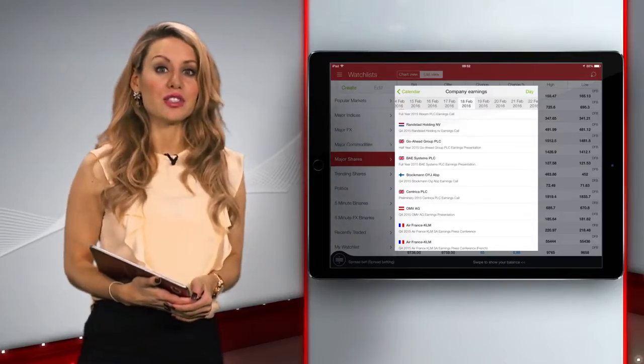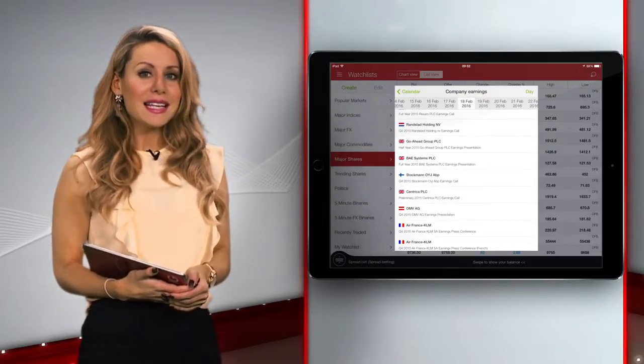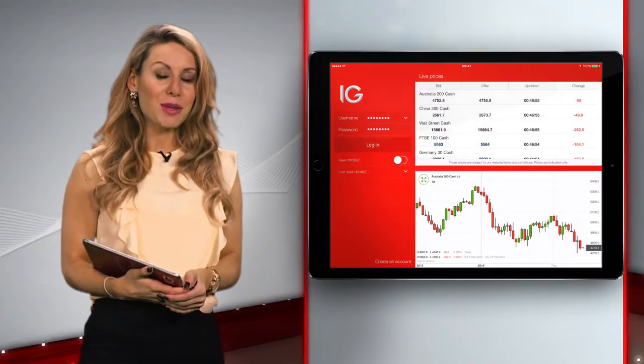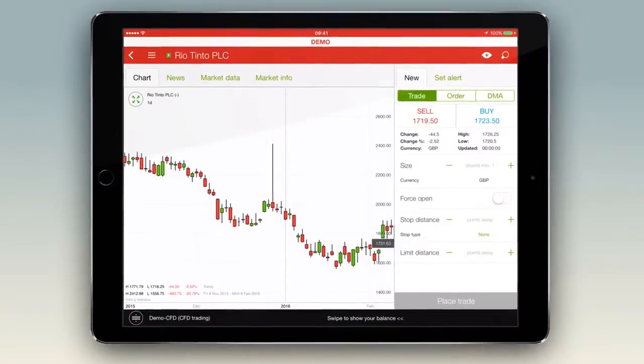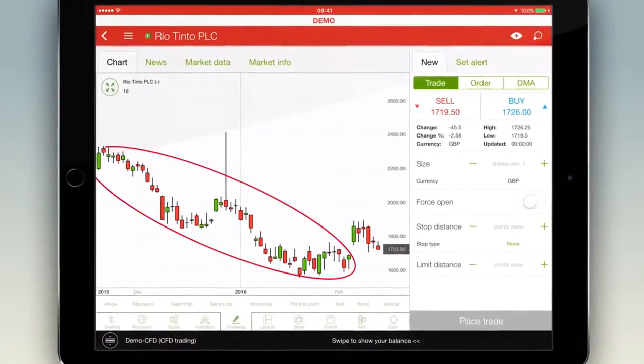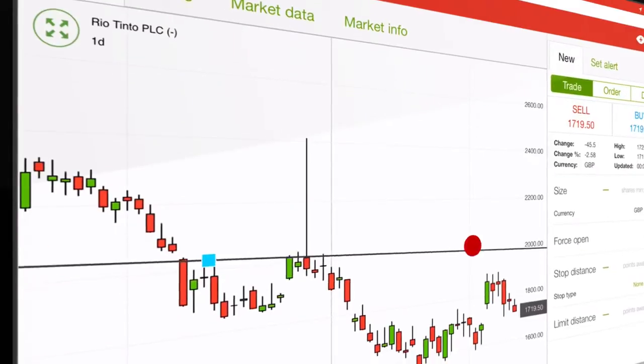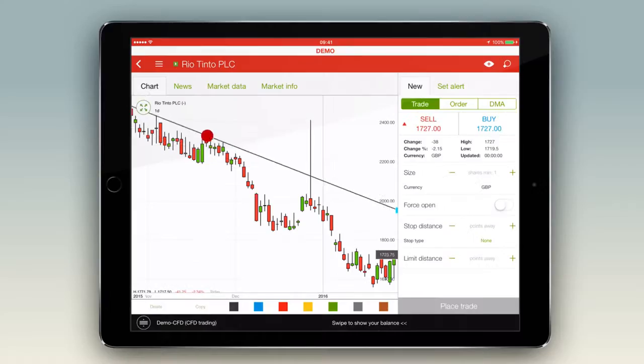Today, Rio Tinto has just released quarterly results, and these were worse than analysts expected. Let's log into the IG Trading app and see what the market is doing. Let's look at the Rio Tinto chart. We can see that the share price has been trending lower since the beginning of November last year, and we've drawn a downward trend line using the Drawings tab and the trend line function to illustrate that.